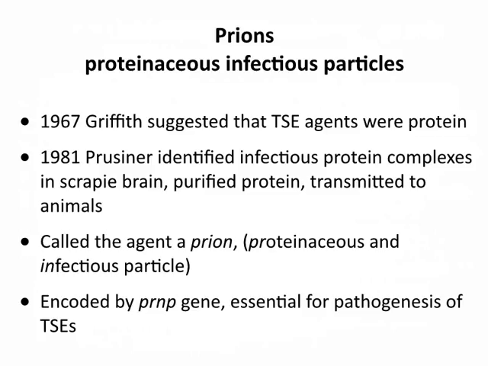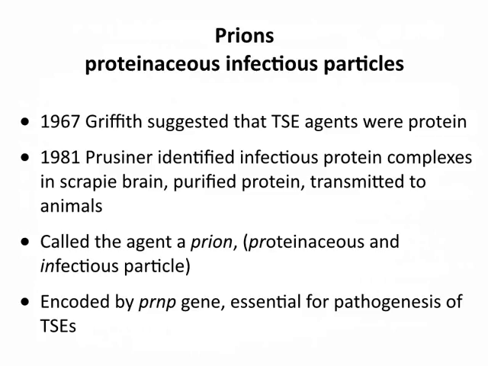Stanley Prusiner had been studying this disease. He made extracts of sheep brains, sheep with scrapie, showed you could transmit it to other animals. He eventually purified the agent responsible for the disease, and it was a protein. And this purified protein could transmit the disease to other animals. So you take a brain homogenate from scrapie infected sheep, you purify a single protein from it, and you inject that into another animal, and it will cause disease. So he showed a protein was responsible for this disease. And he called them prions, which stands for proteinaceous and infectious particles.